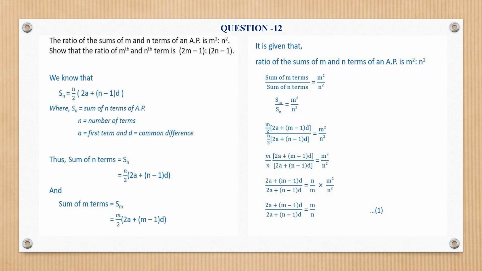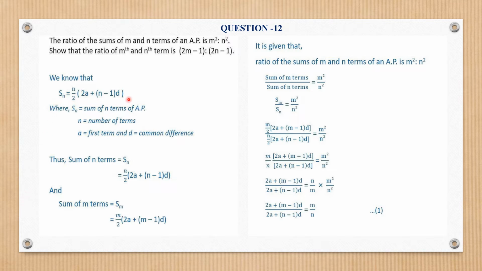Now question number 12 of your NCERT says that the ratio of the sums of m and n terms of an AP is m square ratio n square. We did a question in your previous video which was also based upon ratio. So here again, the ratio of the sums of m and n terms of an AP is m square ratio n square. Show that the ratio of their mth and nth terms is 2m minus 1 ratio 2n minus 1. So the ratio of the sums of m and n terms is given, and you have to find the ratio of their mth and nth terms. So let us start with it.